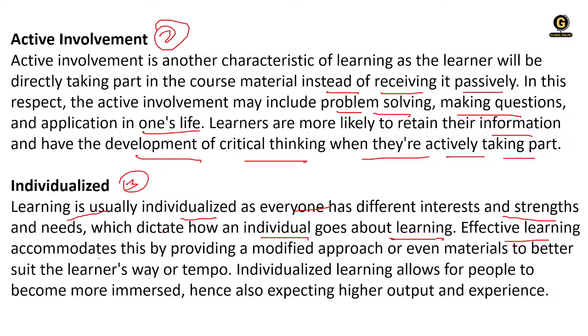Effective learning accommodates this by providing a modified approach or even materials to better suit the learner's way or tempo. Individualized learning allows people to become more immersed, hence also expecting higher output and experience. As per the strengths and interest of the learner, it is totally different. Every individual has a different interest, strength and need, which decides the learning perspective or the learning level of that person. That is called individualization.